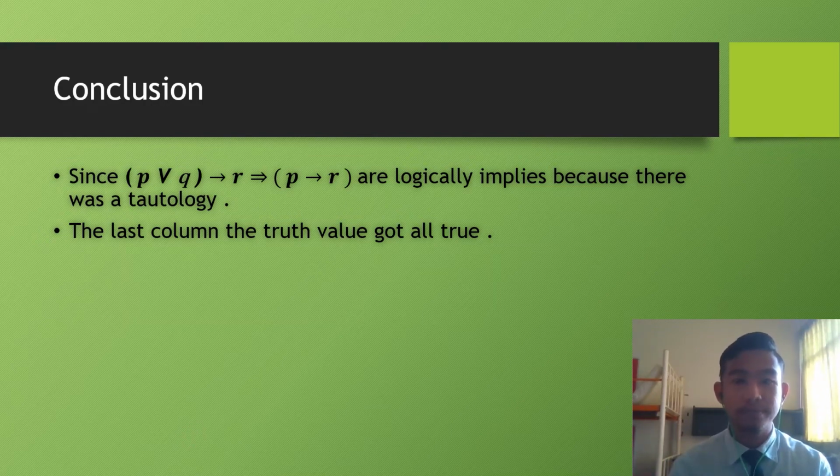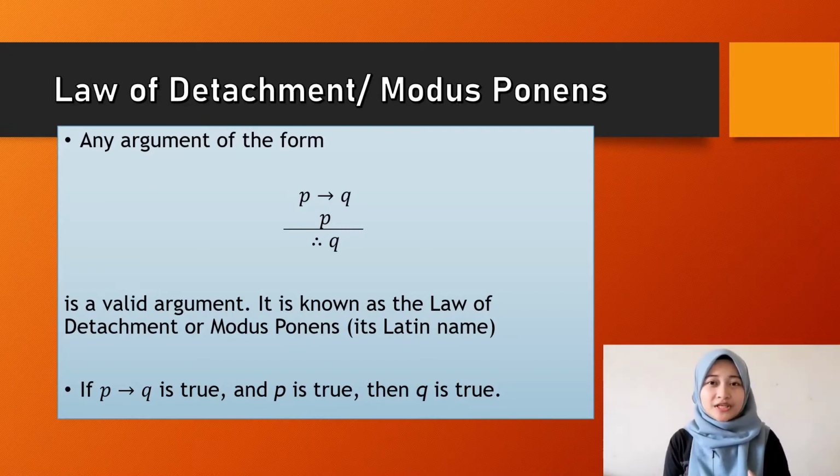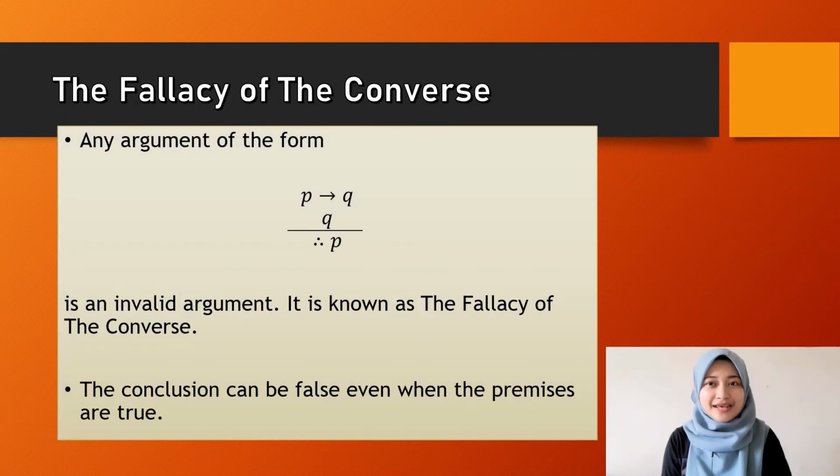Thank you. Now let's go to the law of detachment, or modus ponens. Any argument of this form is a valid argument. It is known as the law of detachment, also known as modus ponens, which is its Latin name. The law of detachment can also be defined as: if P implies Q is true and P is true, then Q is true. Next is the fallacy of the converse. Any argument of this form is an invalid argument. It is known as the fallacy of the converse, which means the conclusion can be false even when the premises are true.